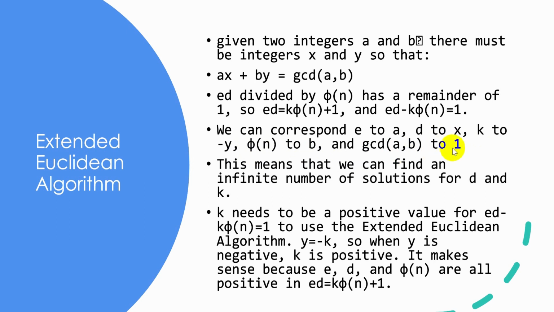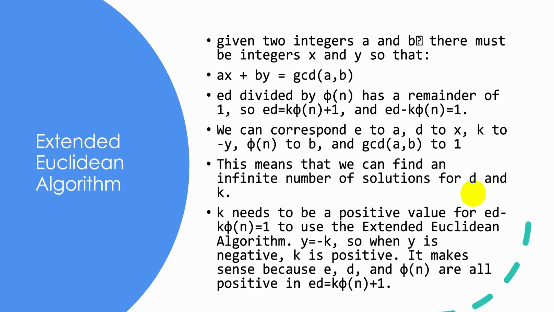So after we do that, that means we can find an infinite number of solutions for d and k. And d is our private key, so that means that according to the extended Euclidean algorithm, there should be an infinite amount of values for our private key d.